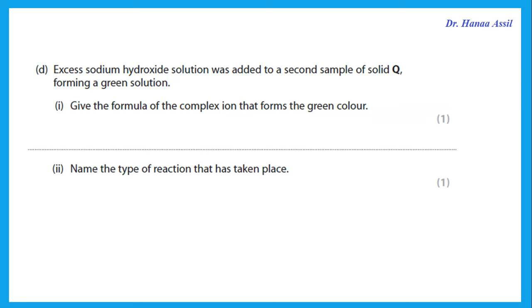Excess sodium hydroxide solution was added to a second sample of solid Q, forming a green solution. Give the formula of the complex ion that forms the green color. Well, solid Q, this is what we said solid Q was. That is the complex between chromium and 3 water ligands and 3 hydroxide ligands.